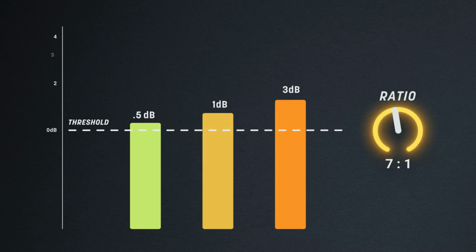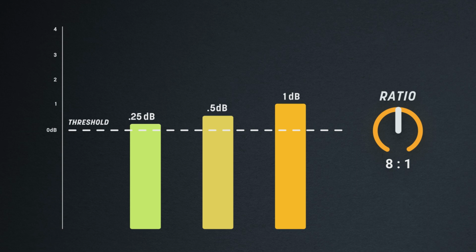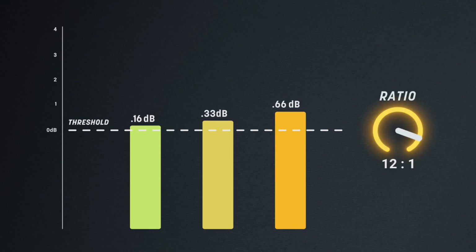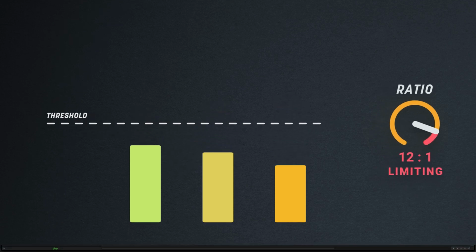However, if we turned the ratio up to 8:1, quite high, the compressor would output signals of 0.25 dB, 0.5 dB, and 1 dB over the threshold. These signals are now much closer to each other and much closer to the threshold itself. Eventually, as the ratio increases, the signal will not be allowed to cross the threshold, which becomes a sort of ceiling. The exact number you'll hear changes from source to source, but any compression with a ratio of around 12:1 or higher could be considered limiting.